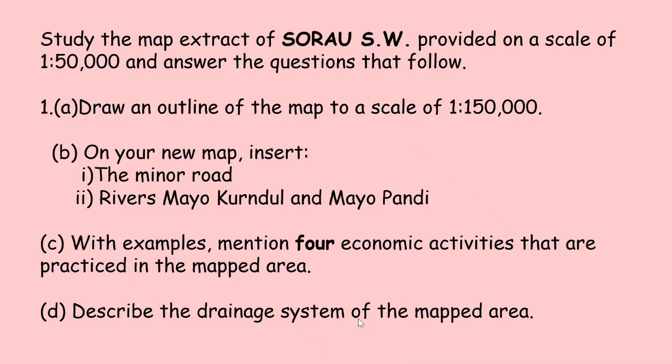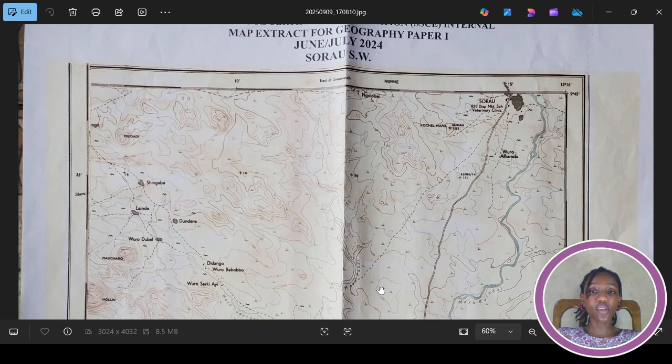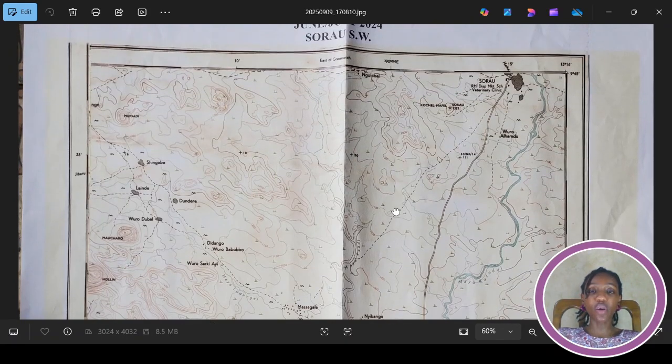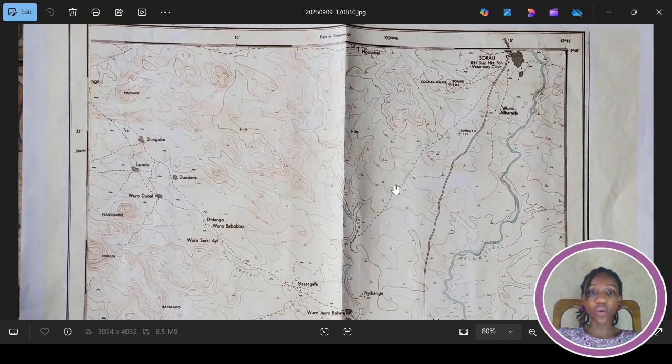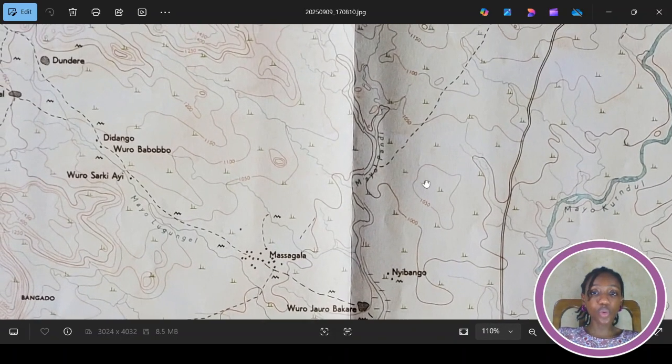Question 1C. With examples, mention 4 economic activities that are practiced in the map area. Now, looking at our map once again, we have to look at the map to try and get the economic activities of people living in this area. So now looking at the whole map, let's zoom in even further.